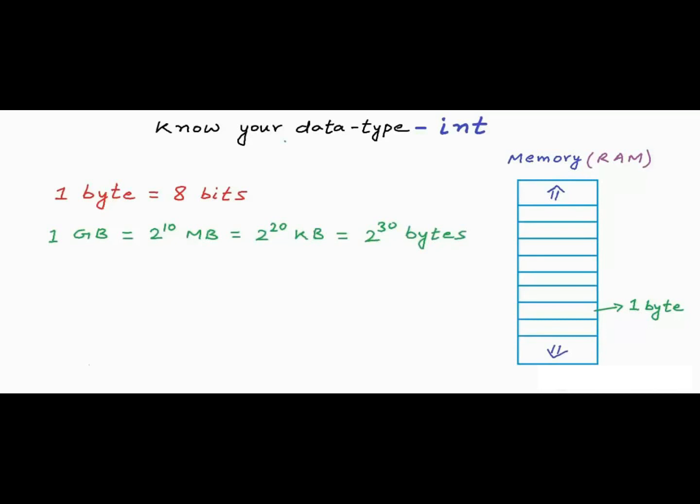In a typical architecture, each byte in the memory would have an address. Let's assume that somewhere deep down here, we have a byte with address 1, and the address is increasing as we are going towards top. Let's assume that this particular byte has address 200. So the next byte would have address 201, and the next one would be 202, and the next one would be 203, and we will go on like this.